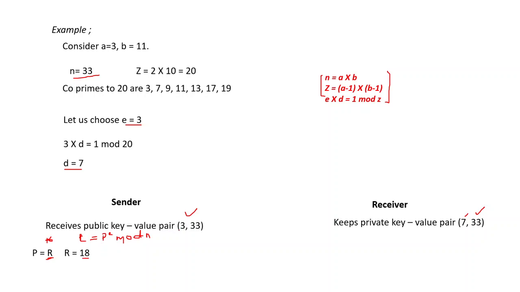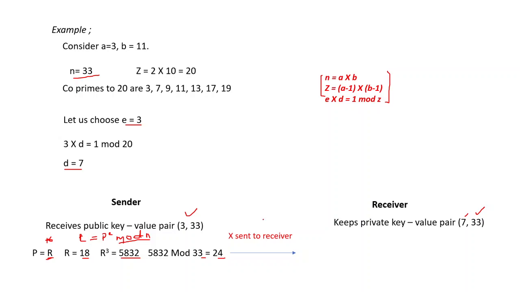So let's compute P to the power E first. 18 to the power 3 is going to be 5832. Next we have to compute the modulus n over this number. So that is 5832 mod 33, which is equal to 24. Now this value 24 is sent to the receiver.